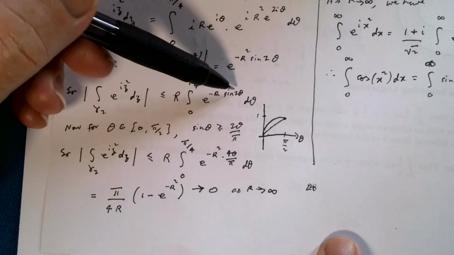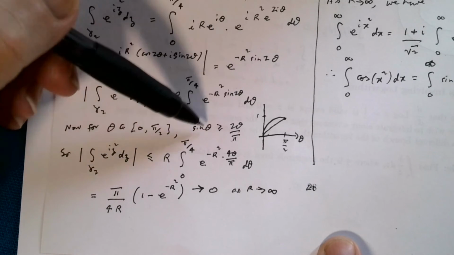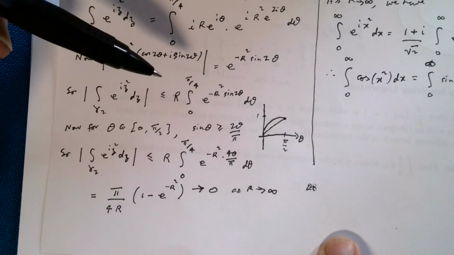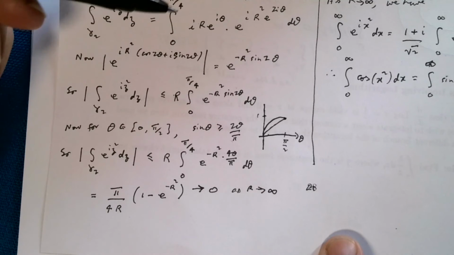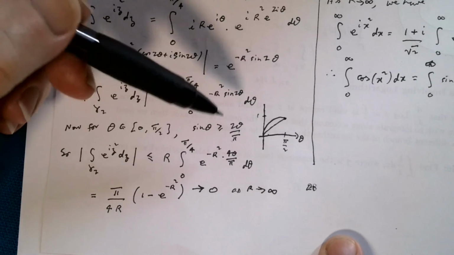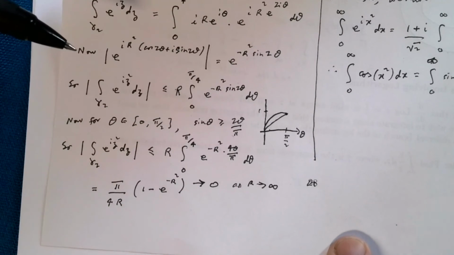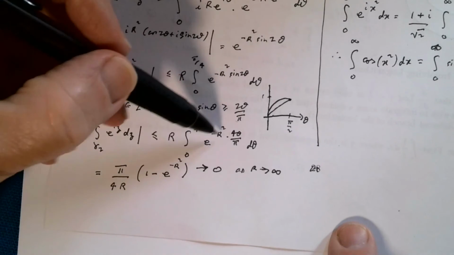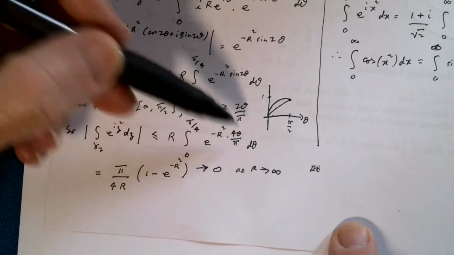I'm going to replace the 2 theta, theta with 2 theta, so I get 4 theta on pi. And if I'm between 0 and pi on 2, then I'm between 0 and pi on 4, so I can just plug that straight in. And the point is now, this integral I can now do, because it's an integral with respect to theta.